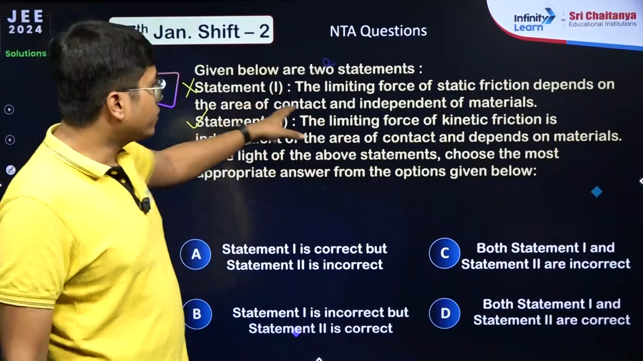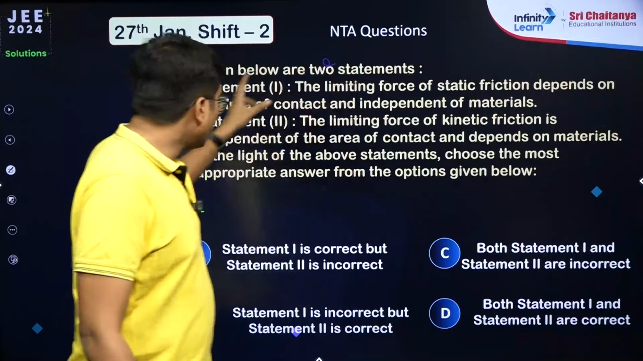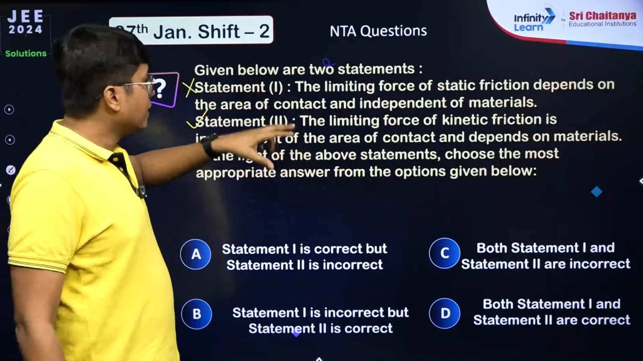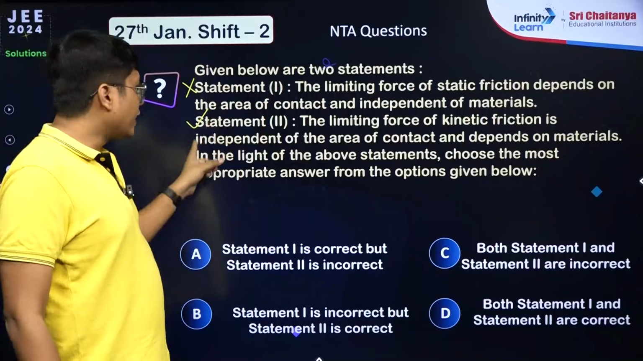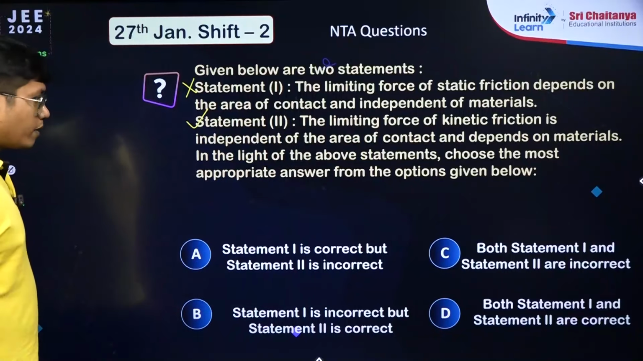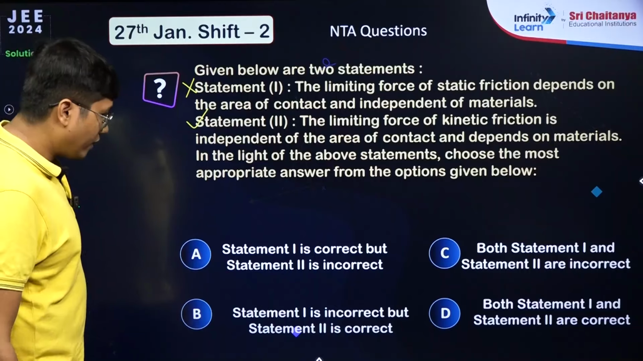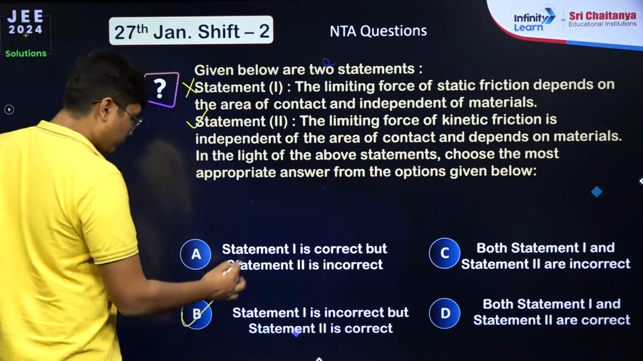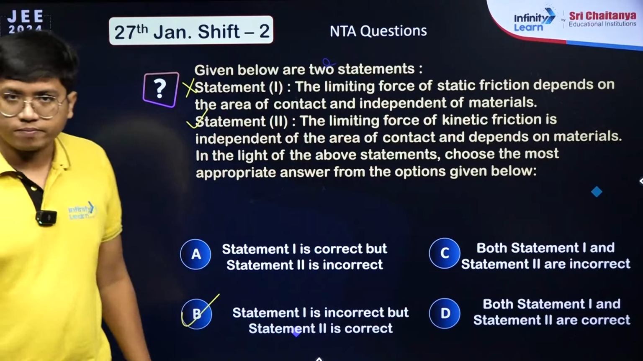So the first statement, which says that it depends on the area, is incorrect. The second one, which says that it is independent of area but depends on the materials, is correct. So statement 1 is incorrect and statement 2 is correct. So it is option B over here for us.